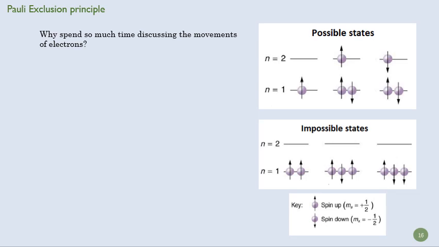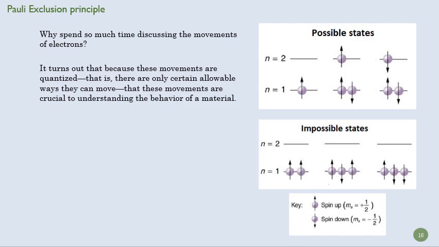Why do these matter? Why does it matter how these electrons move? Well, it has to do with the physical attributes of the material that these atoms create. It turns out that these movements describe the behavior of a material in a lot of interesting and useful ways. And one way we come to understand that is by what's called the Pauli exclusion principle.